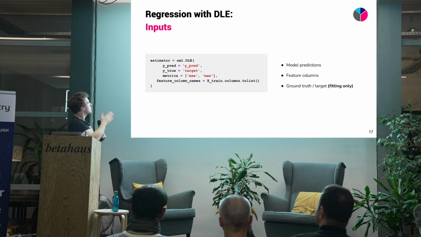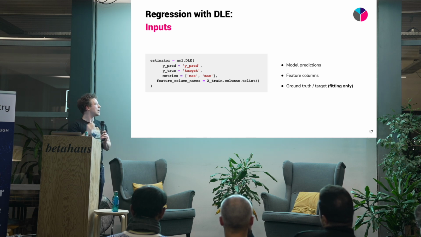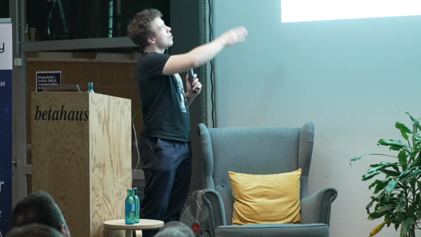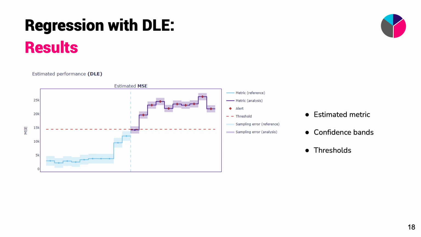So we take the predictions, we take the targets for our test set, we define which metrics we want to use, and then we take all the model inputs, so the features, as additional input. What does it output? It outputs three things. The actual metric, so let's say we have MSE here, and we see the evolution of MSE in time as we deployed our model to production.